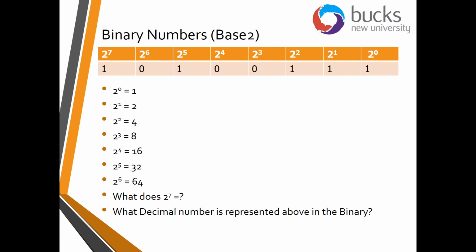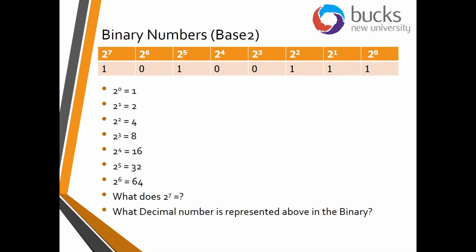If we did that and then added it all together, we would get the representation for the number. So in this case, where we have 1s, we have to add up the base powers. So we have 1 under 2 to the 0, so we have 1. We have 1 under 2 to the 1, so we have 2. We have 1 under 2 to the 2, so we have 4. We don't have anything under 2 to the 3, and we don't have anything under 2 to the 4. We have a 1 under 2 to the 5, so that's adding on 32.